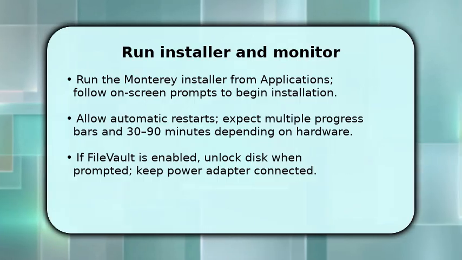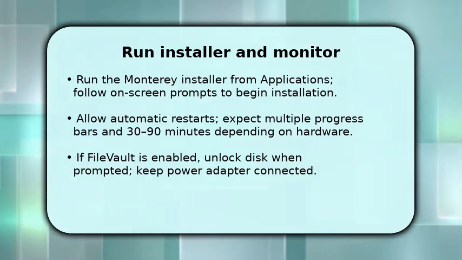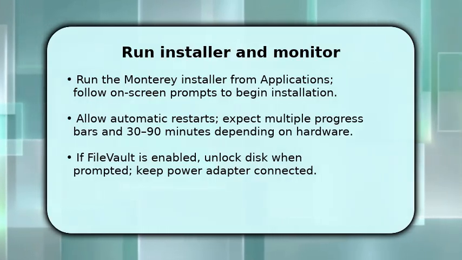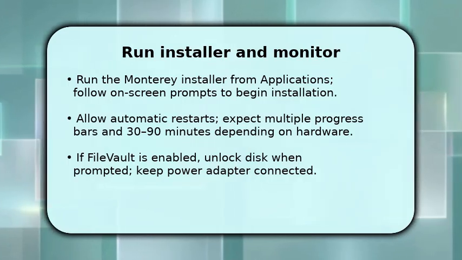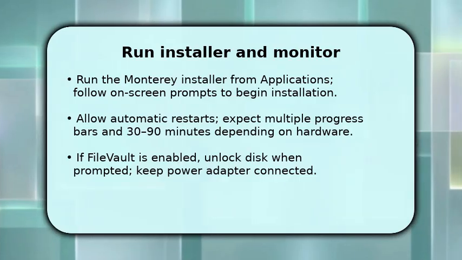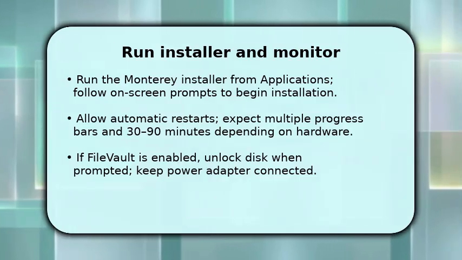The Mac will reboot several times and show different progress bars. This is normal. Make sure the Mac is plugged in, on reliable Wi-Fi, and avoid interrupting power. Monitor for any installer errors and note any specific error codes. They guide the next troubleshooting steps if needed.